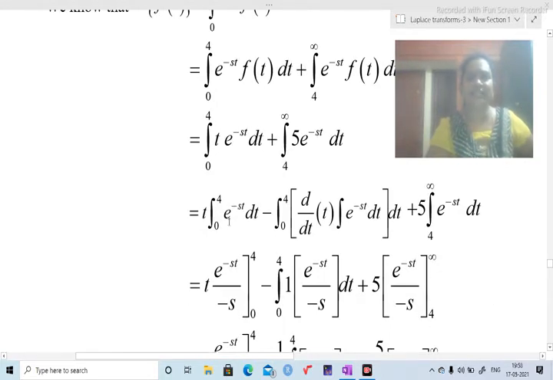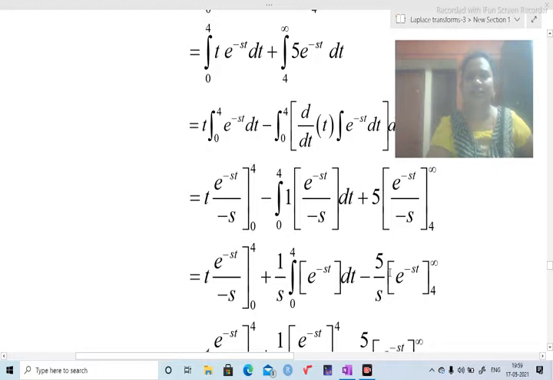So the integration of e power minus st is e power minus st by minus s. The differentiation of t is 1. Again, the integration of e power minus st is e power minus st by minus s. Here also we complete the integration of e power minus st. Now we are going to substitute the limits.